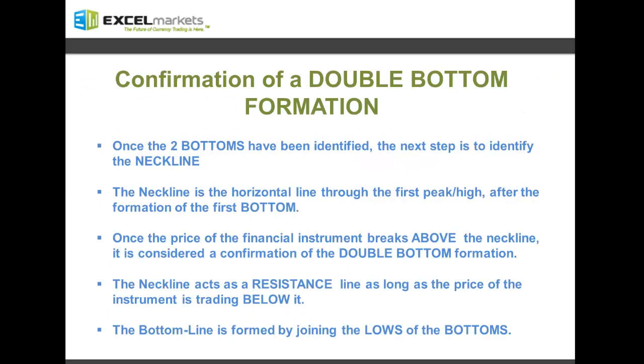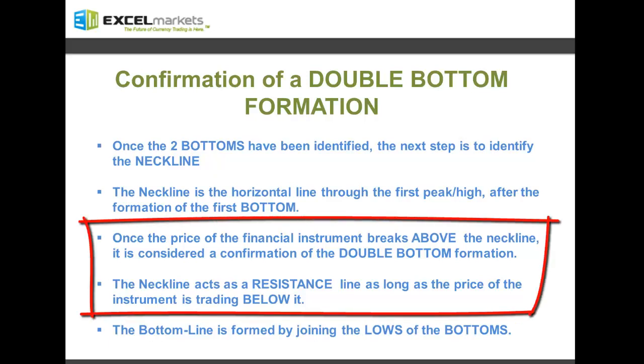Now that we know how to identify the double bottom formation, we shall see how we can use it while trading. Once the two bottoms of the pattern have been identified, the next step is to identify the neckline. The neckline is the horizontal line through the first peak or high after the formation of the first bottom. Once the price of the financial instrument breaks above the neckline, it is considered a confirmation of the pattern formation. The neckline thus acts as a resistance as long as the price of the instrument is trading below it.